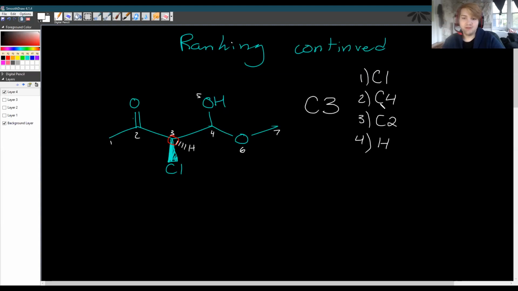All right. So we have our shopping list. And so obviously we can say that, who's going to win? Chlorine's going to win. Hydrogen's going to lose, right? Boom, right off the bat. But now we have to figure out what's going on with carbon 4 and carbon 2.